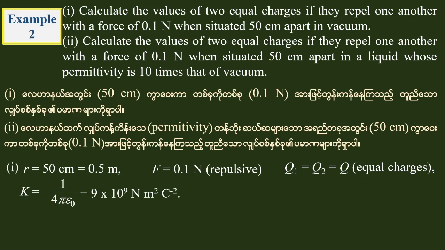Now, the other thing, Coulomb's law: F is equal to 1 divided by 4 pi epsilon naught, q1 into q2 divided by r square. Here, 1 by 4 pi epsilon naught, F and r are the values we have. We need q1 q2, therefore q1 q2 is equal to F r square into 4 pi epsilon naught.